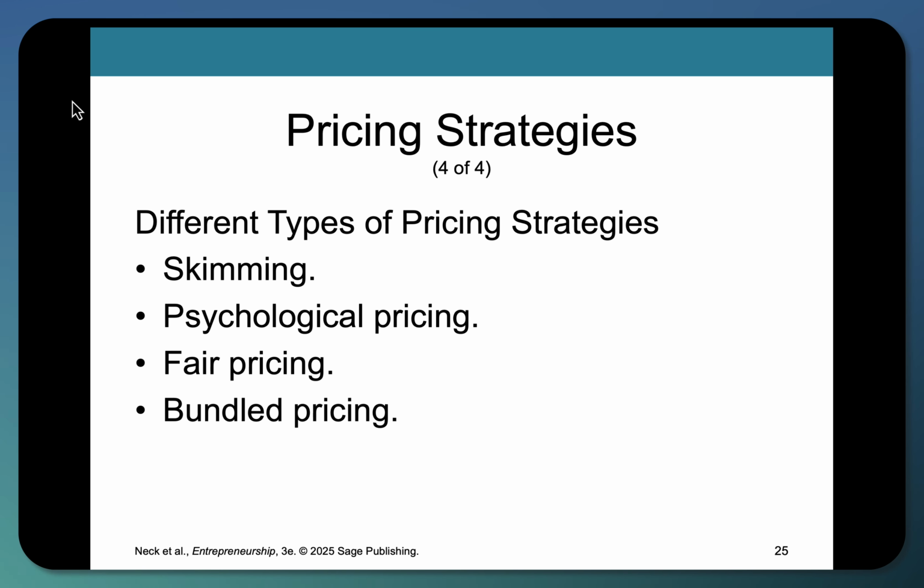Skimming, where a new product or service faces little to no competition. Psychological pricing, again, like if you do 9.99 or 10.99, people, for example, will think they're saving money just because of a 1 cent difference. Bundle pricing, right? You can bundle services together.